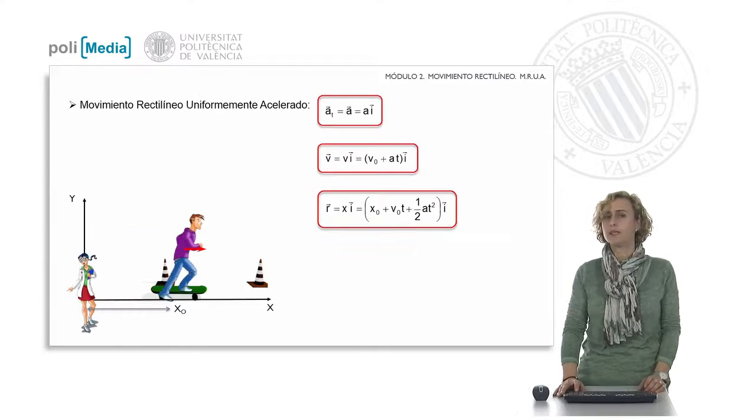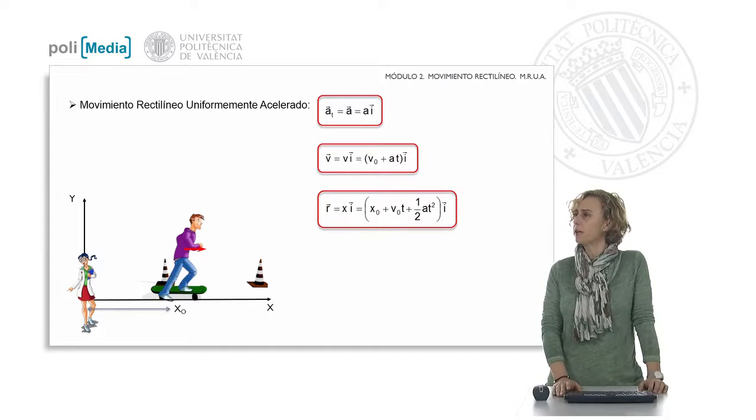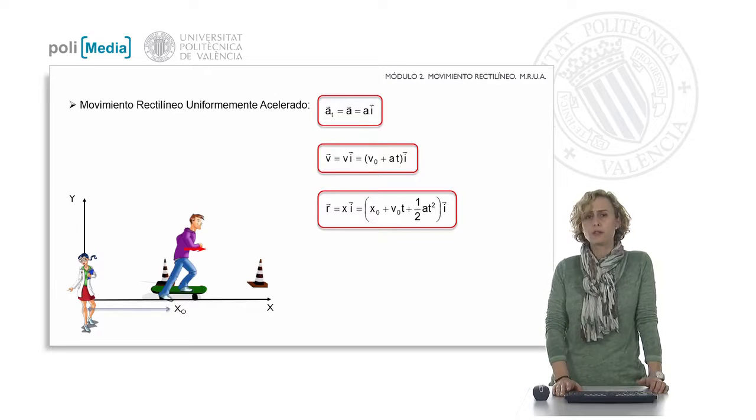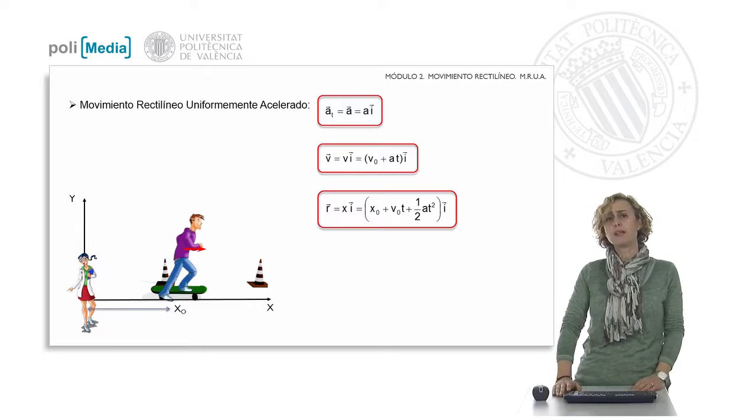It must be taken into account that in this case, also the magnitudes with which we are working are vector magnitudes, and therefore, with the choice we have made of direction and sense of motion, the acceleration, velocity and position in vector form will be given by the expressions that appear on the screen.